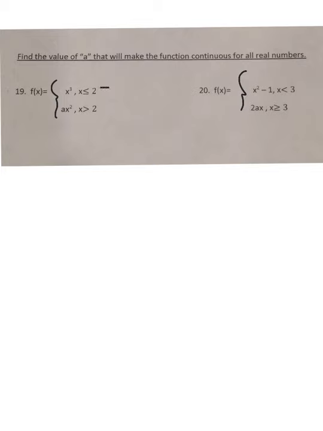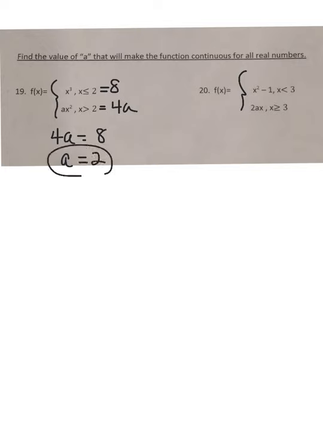So I'm going to plug in 2 here, I'm going to get 8, plug in 2 here, I'm going to get 4a. So to assume continuity would mean that the top part of the piecewise function when we plug in 2 and the bottom part should be equal to each other. So we have a equals 2.